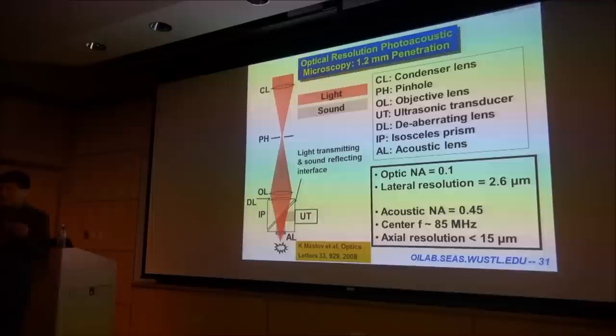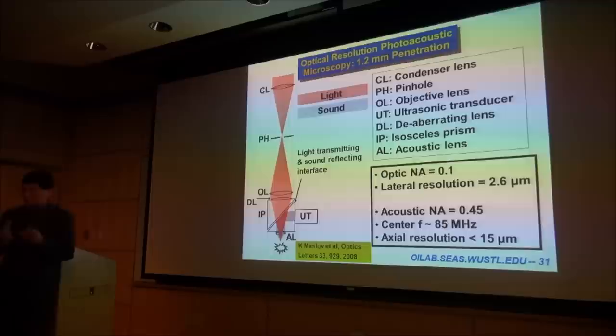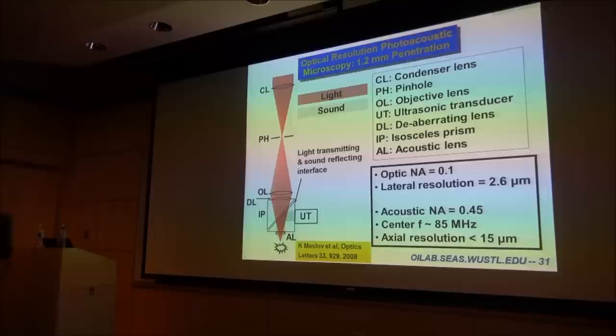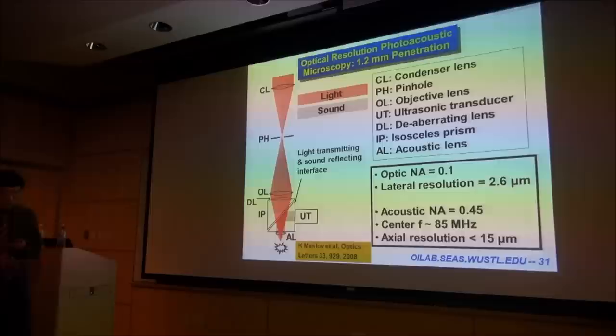So the excitation volume determines one resolution. But the depth or axial resolution still comes from the acoustic time of arrival. That's determined by the bandwidth of your signal. The bandwidth of the ultrasound transducer is a key parameter here. So the essential component is here. It's a light-sound combiner. Somehow we have to merge the acoustic and optical axes, make them coaxial.